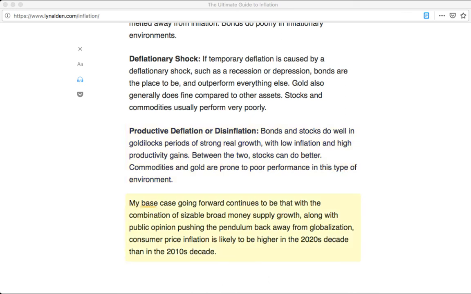My base case going forward continues to be that with a combination of sizable broad money supply growth, along with public opinion pushing the pendulum back away from globalization, consumer price inflation is likely to be higher in the 2020s decade than in the 2010s decade.